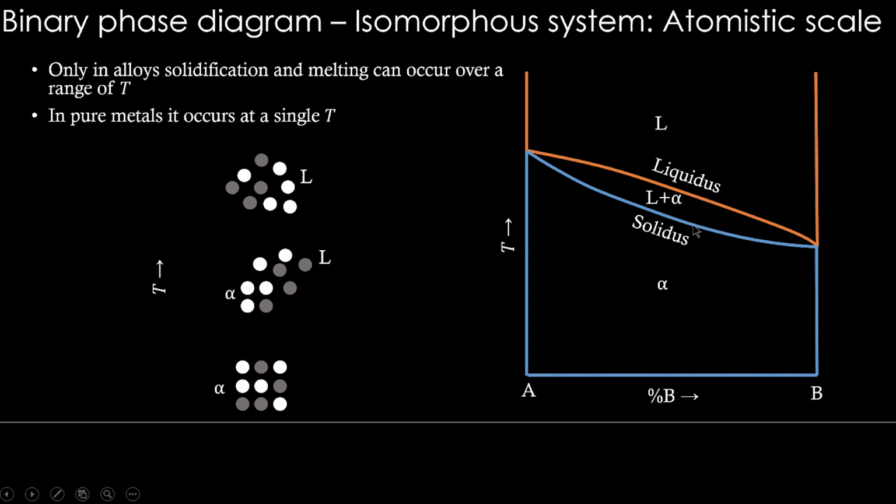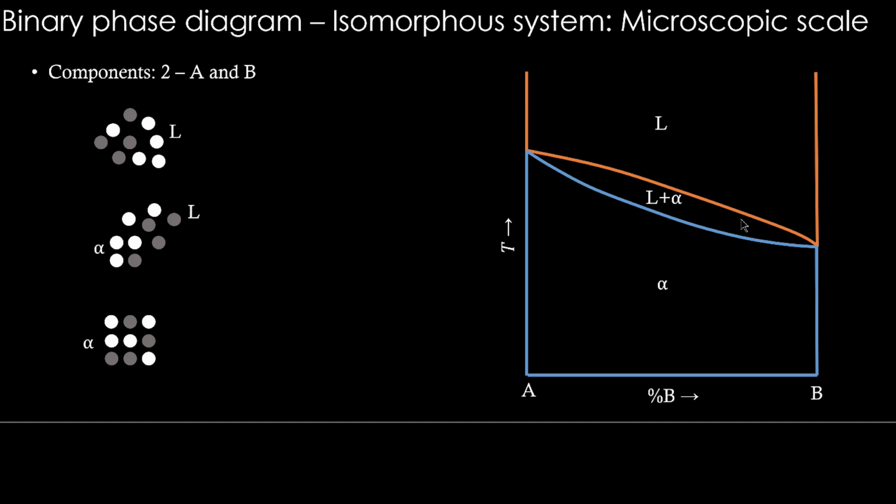In pure metals it occurs at a single temperature. You see these extreme ends where both the liquidus and solidus lines converge. It means that there is only one temperature for pure elements where solid becomes liquid. It's not a range of temperature. So we have already seen the atomistic view.